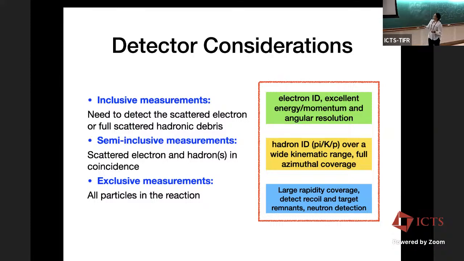So with this, if you want to measure the electron, for the inclusive measurement, which is important, you need to be able to say, this is an electron, and measure the energy, momentum and angle. For semi-inclusive interaction, you need to measure the hadrons. You need to have good hadron identification and also a wide kinematic range and coverage. And for exclusive measurement, you want to measure with very large acceptance coverage to detect the recoil and the target remnants.